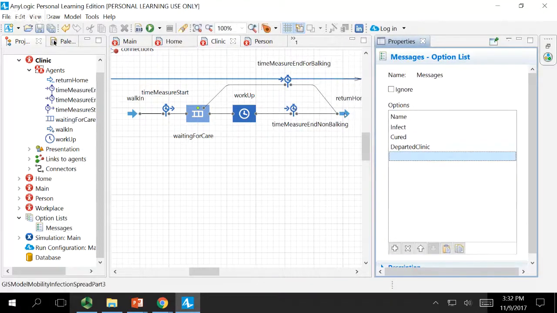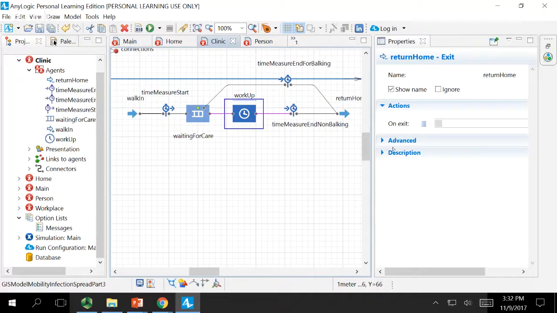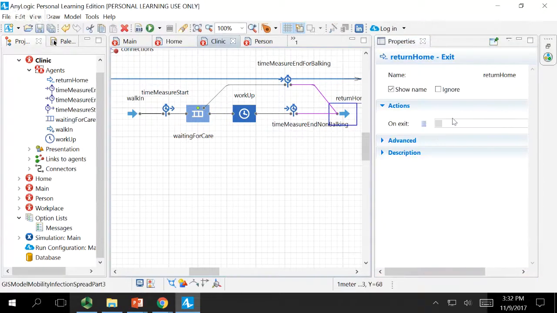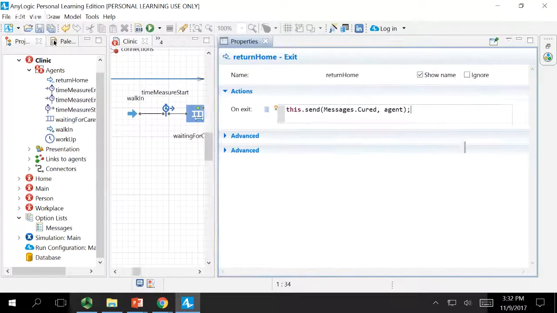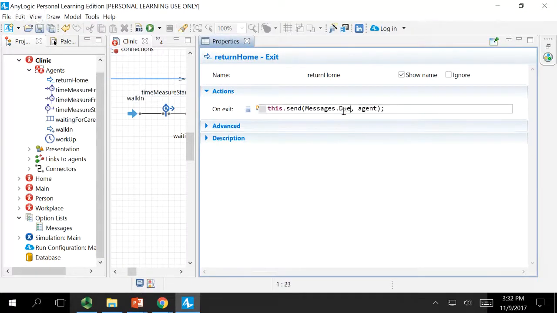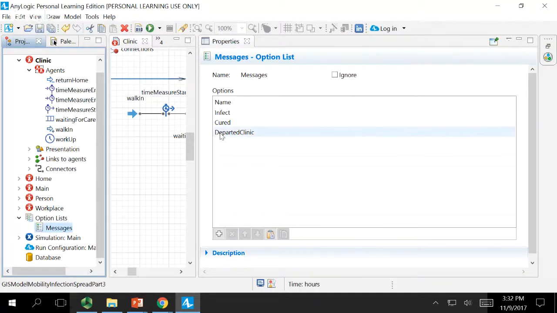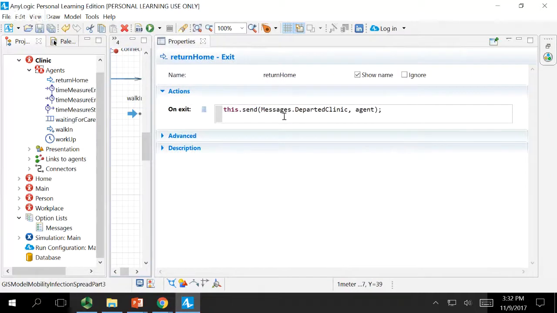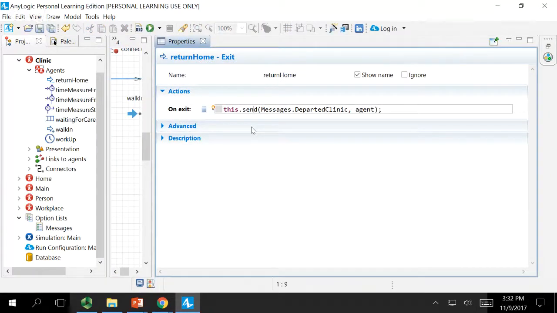So now, at this point, we're going to send a message, much as we had earlier. We sent a message for cured. We're going to do the same thing here, except instead of sending a cured message, we'll instead send a departed clinic message. Okay. And to return home. How did I do that? I went to option list, to messages, went to this thing, added one called departed clinic using this button. I then went here and said, send the agent a departed clinic message, whoever the agent is.